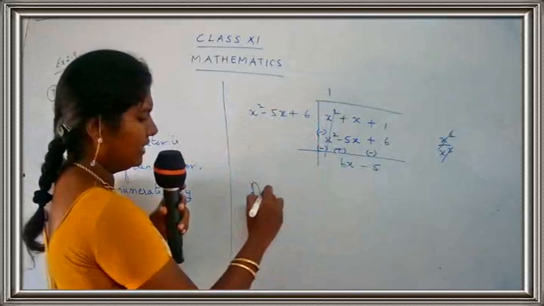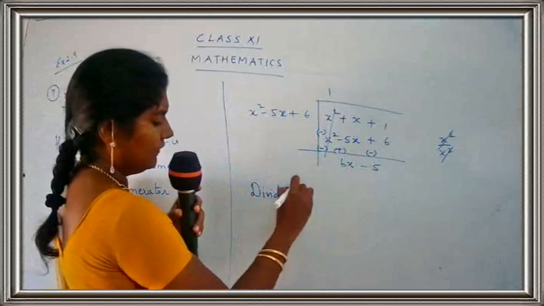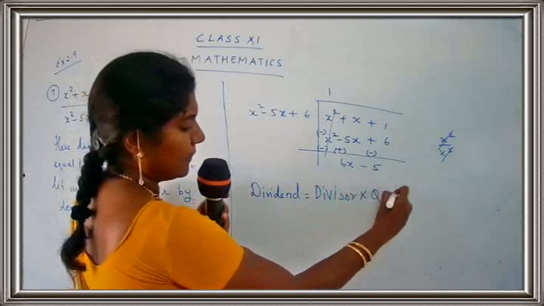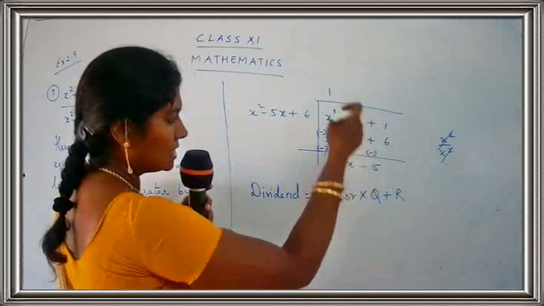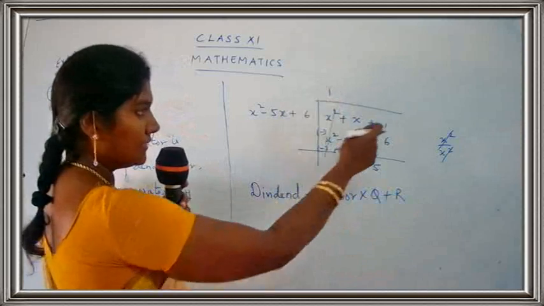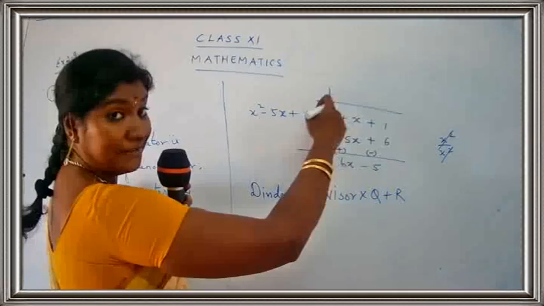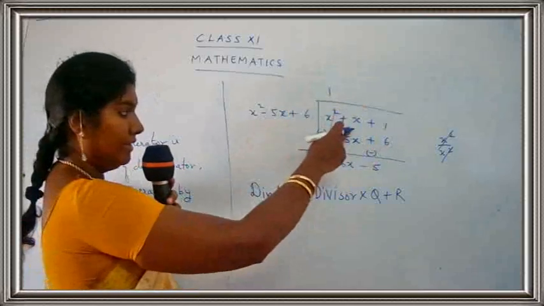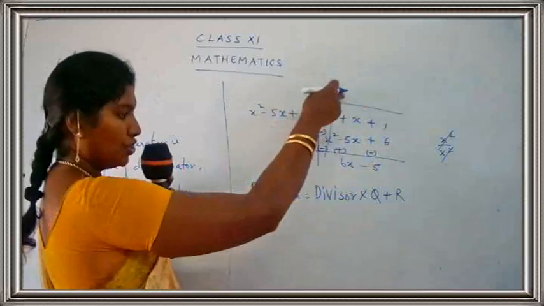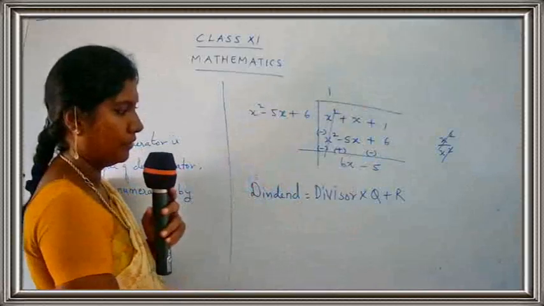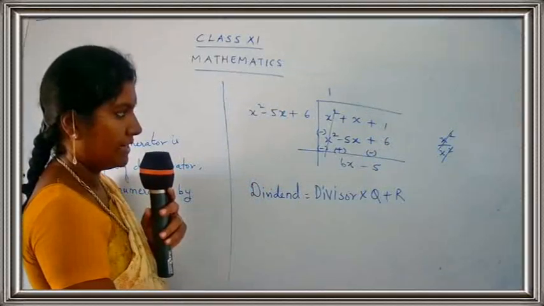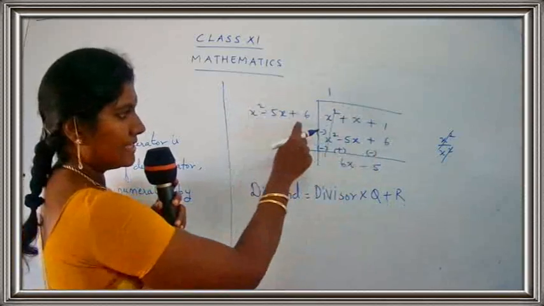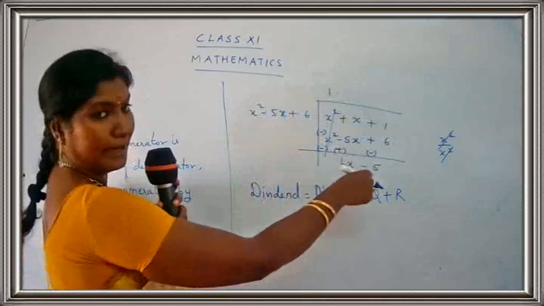And this we have the rule, children. Dividend is equal to divisor into quotient plus remainder. So this is the remainder, this is the quotient, this is the dividend. The part that we are dividing is the dividend. This is the divisor. Dividend, divisor, quotient, remainder. Okay, children? So divisor into quotient plus remainder. So just remember, this is the dividend part, divisor part, quotient part, the remainder part.